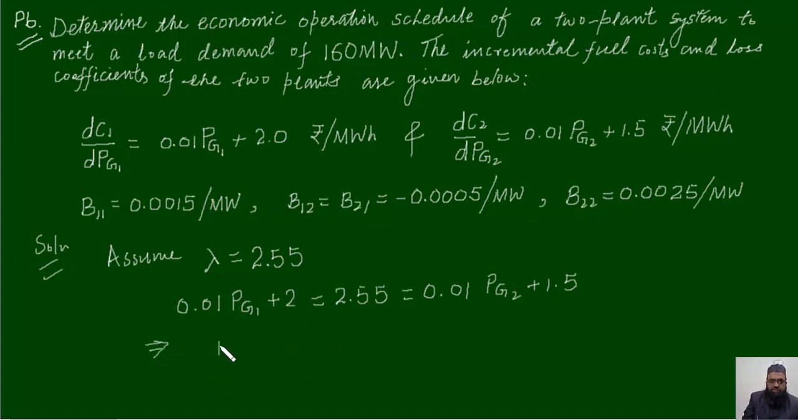Once you solve this, you will get Pg1 as 55 megawatt. Solve this is equal to this, and Pg2 is equal to this. So this one will be equal to 2.55 minus 1.5. So finally Pg2 will be equal to 105 megawatt.